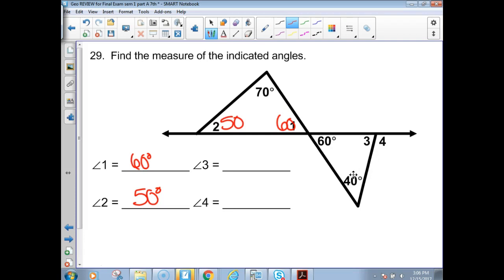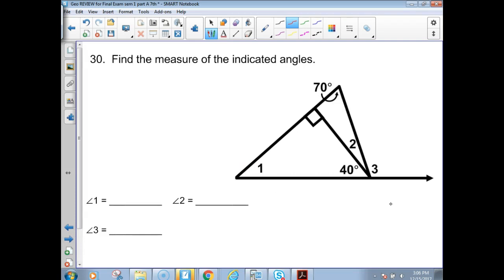Then go over here and do angle 3 quick. 60 plus 40 is 100. So how big is angle 3? And angle 3 and 4 are a linear pair. So how big is angle 4? It's also equal to 60 plus 40, because those are the remote interior angles to that exterior angle.